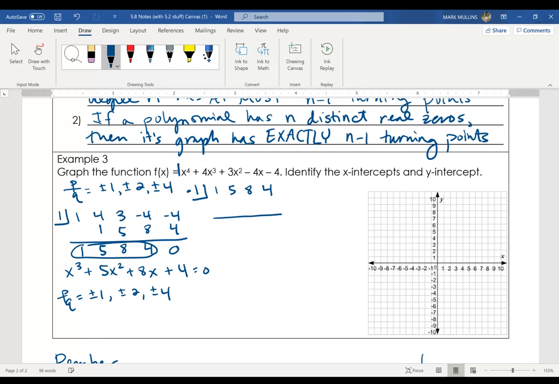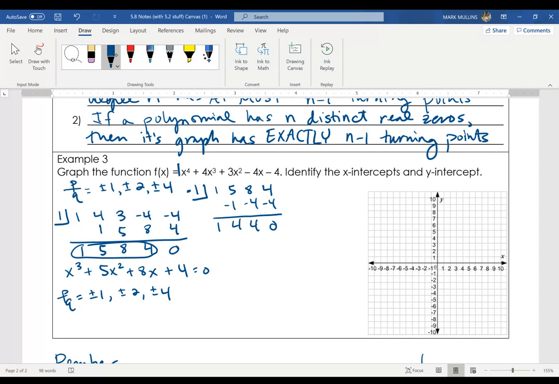So I would actually not guess any positives on this, because when I bring down 1, multiply it, write it underneath, and add, I'm just going to keep getting bigger numbers, because 1, 5, 8, 4, all of those are positive. So I'm going to try -1. Bring down 1, multiply it, let's see, 4, -4, 4, -4, 0 again.